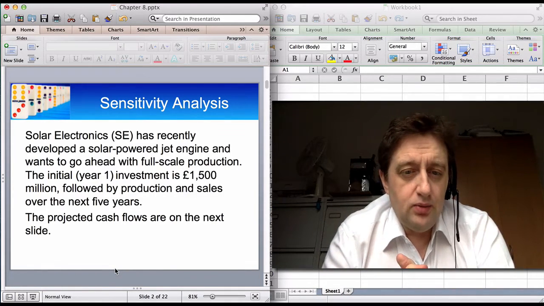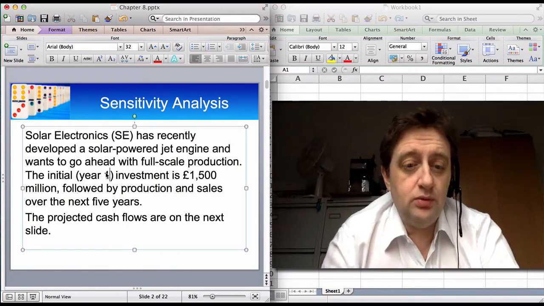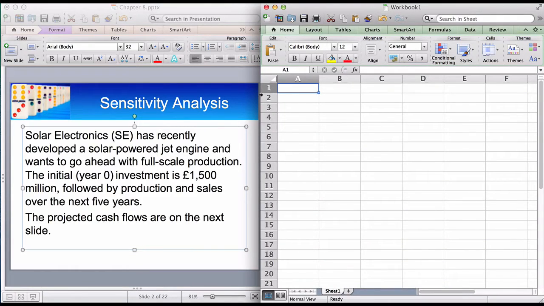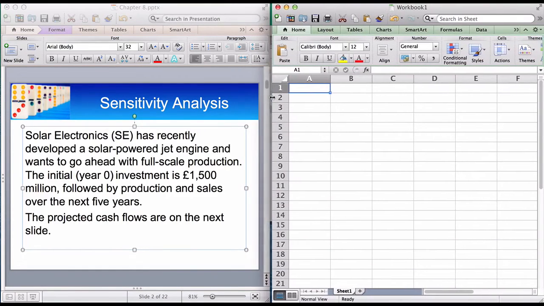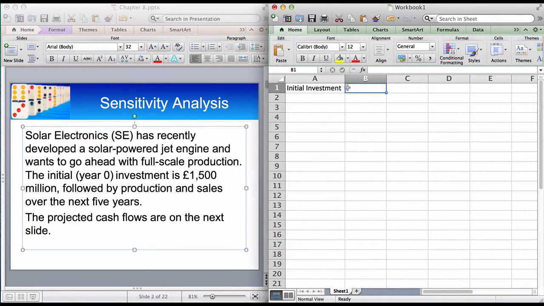And we have an initial investment. Now, I've got year one here. It actually should be year zero. And when you're doing sensitivity analysis, any input into the analysis should be written in its own cell. So I'll write initial investment, and we'll put 1500 here.